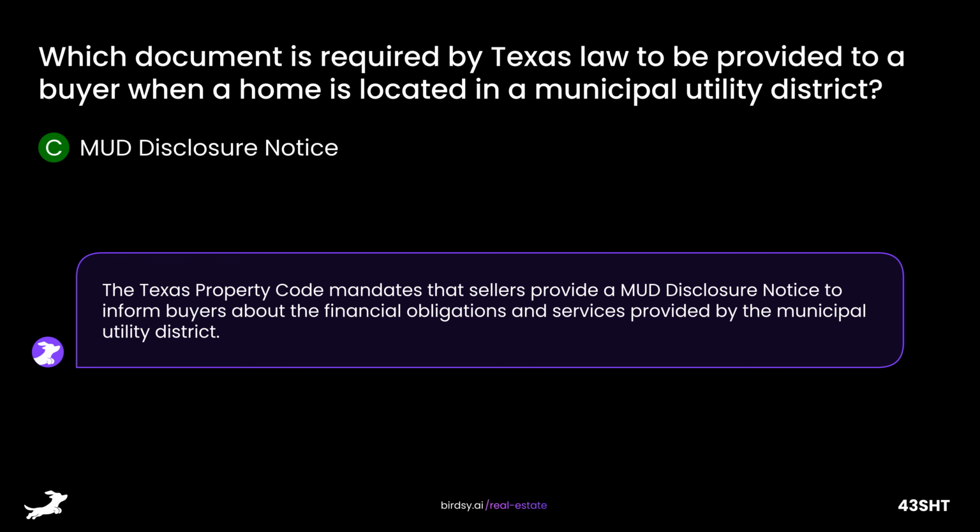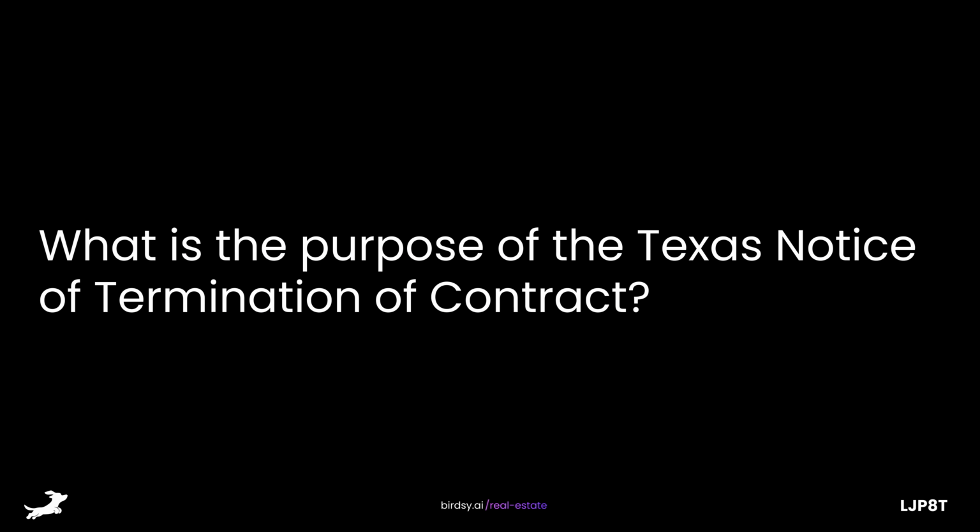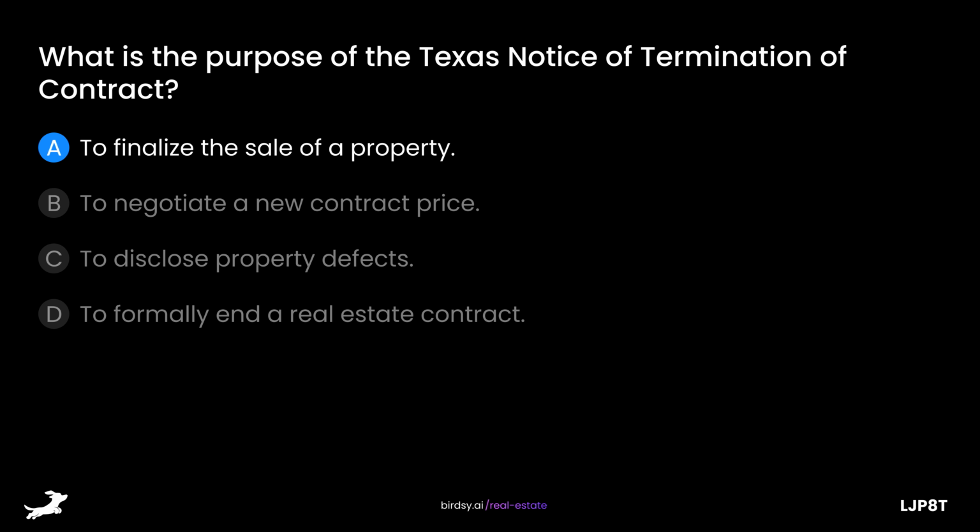The Texas Property Code mandates that sellers provide a MUD disclosure notice to inform buyers about the financial obligations and services provided by the municipal utility district. What is the purpose of the Texas Notice of Termination of Contract? Is it A, to finalize the sale of a property, B, to negotiate a new contract price, C, to disclose property defects, or D, to formally end a real estate contract? The answer is D, to formally end a real estate contract.